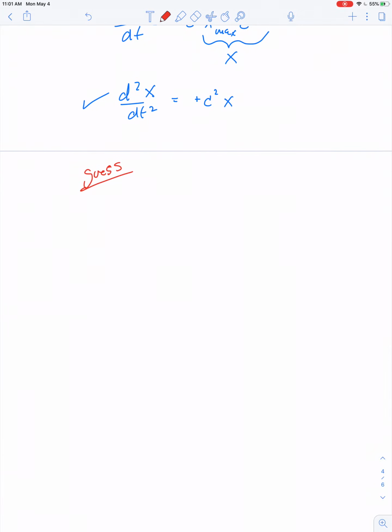What about x equals x maximum cosine some constant times time? What would we get when we take the first derivative of that? Yeah, we'd get negative constant x max sine constant times t.